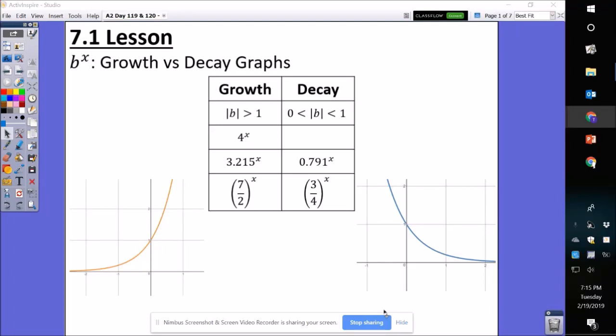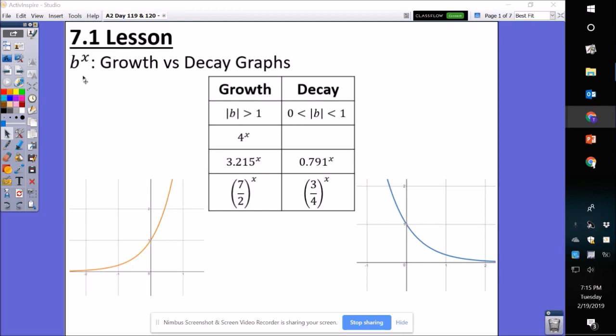Today we're covering growth and decay graphs when dealing with exponential functions. So here in the middle, we have a table where the left column are examples of a growth function and the right column are examples of a decay function. So let's take a look at the growth functions.